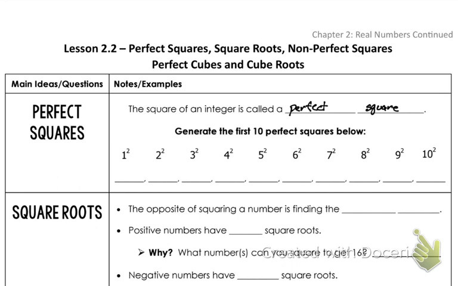What happens if I take 1 squared? It would be 1. Now remember, when you square something, it's repeated multiplication, right? So that was 1 times 1, which gave us 1. 2 squared is 2 times 2.